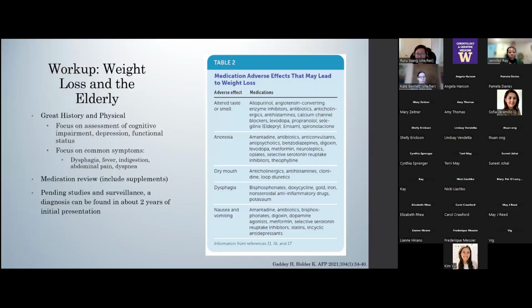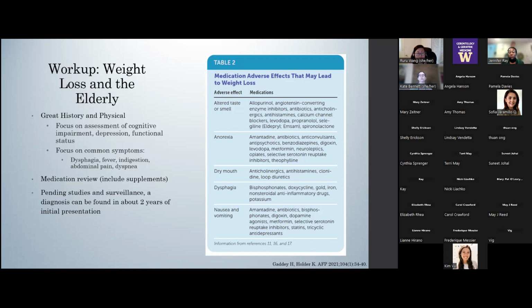How do we work this up? A great history and physical is the primary key. We focus on assessment of cognitive impairment, looking for depression or issues with functional status or ability to get food, and then focus on common symptoms to see if there's any underlying chronic illness contributing. Obviously, pay attention to the GI tract with dysphagia, dyspepsia, indigestion, abdominal pain, fever to suggest some chronic inflammatory disease, or dyspnea. Look at medications.